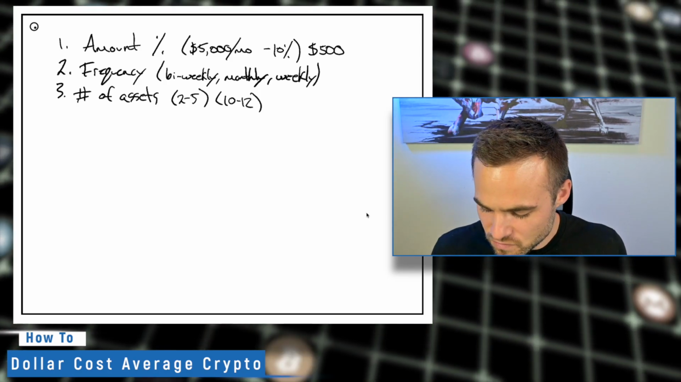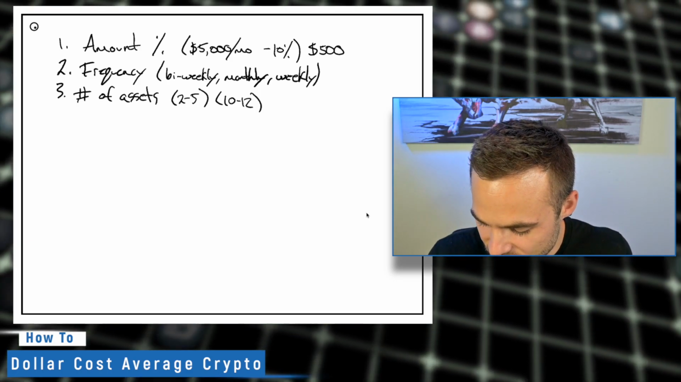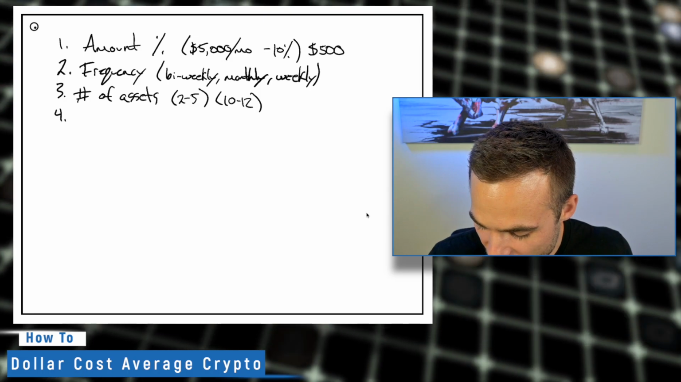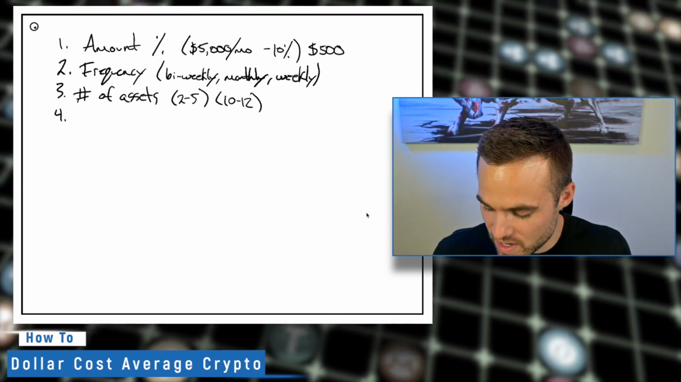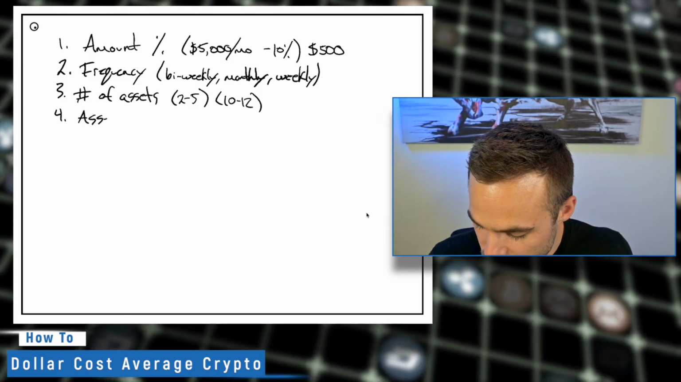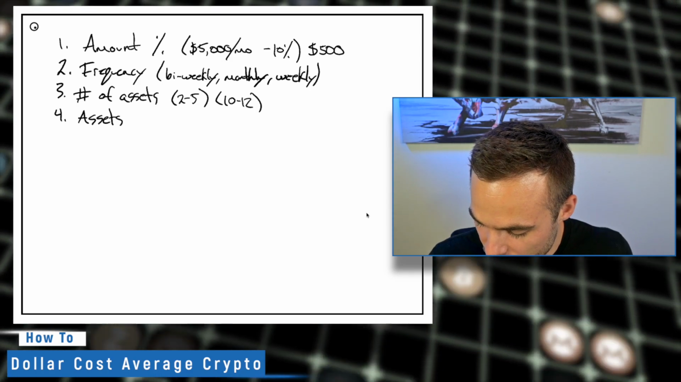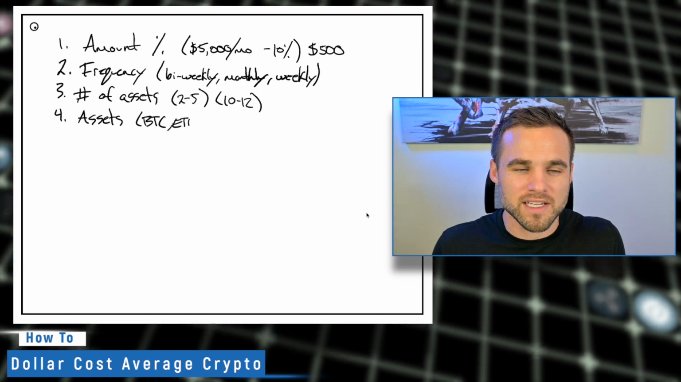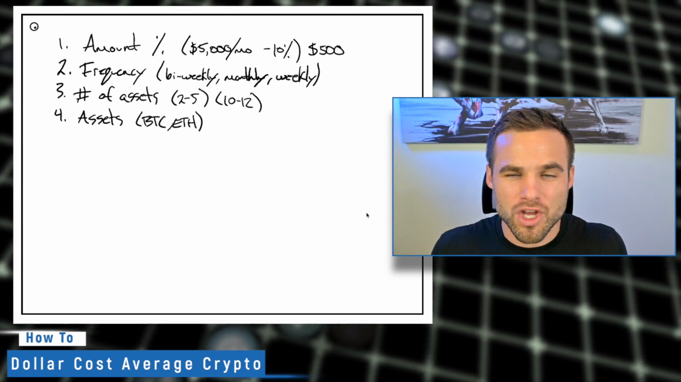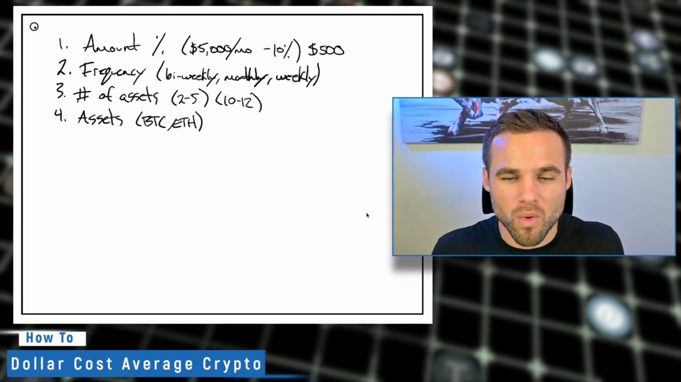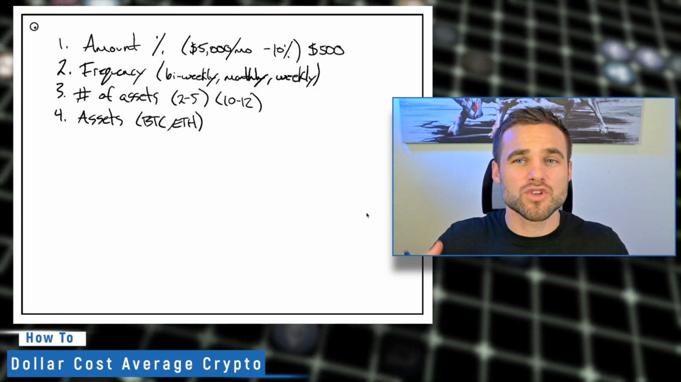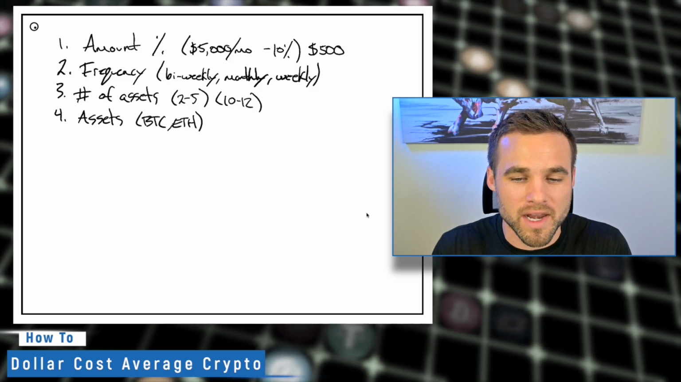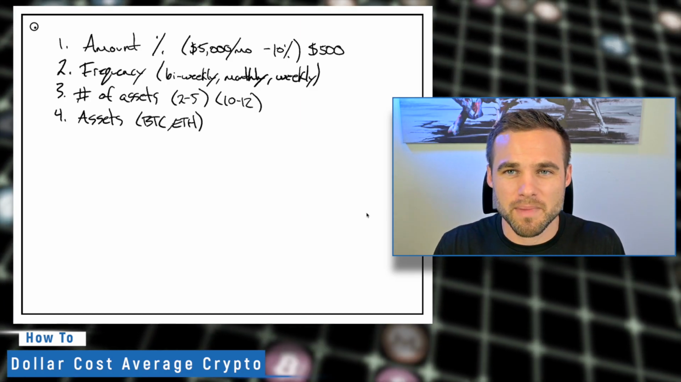And then after you've decided on the number of assets, the fourth thing that you want to decide on is which assets in particular we're going to invest in. Now, for most people, just dollar cost averaging into Bitcoin and Ethereum is probably a great idea. This is probably a safer idea than trying to go and catch small cap, high risk altcoins, which obviously have the potential of making a lot more money, but you also have the potential of losing a lot more money. So for most people, this probably doesn't make sense.